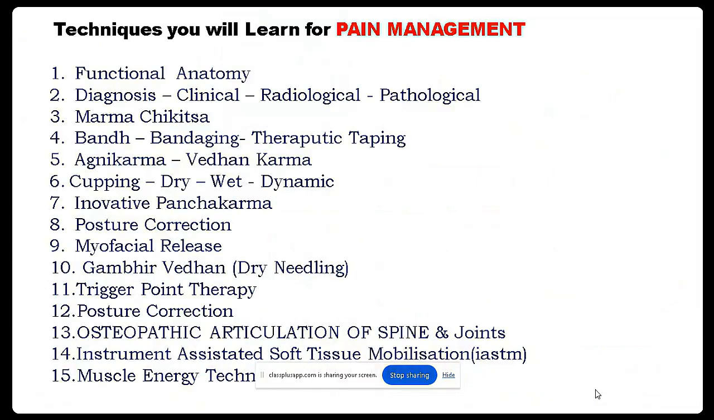So in this particular thing, we are going to see the functional anatomy, diagnosis, and all the three kinds of diagnosis, that is clinical, radiological, and pathological. The Marma chikitsa, Bandha chikitsa, in which bandaging, therapeutic taping, the modern taping, the ancient Ayurveda bandaging techniques we are going to see. The Agni Karma and Vedan Karma also we are going to discuss. The cupping, all three types of cuppings, that is dry, wet, and dynamic cupping, along with the fire cupping. Also, I am going to share with you the knowledge of innovative panchakarmas like laser janubasti or laser katibasti, or the traction janubasti, traction katibasti.